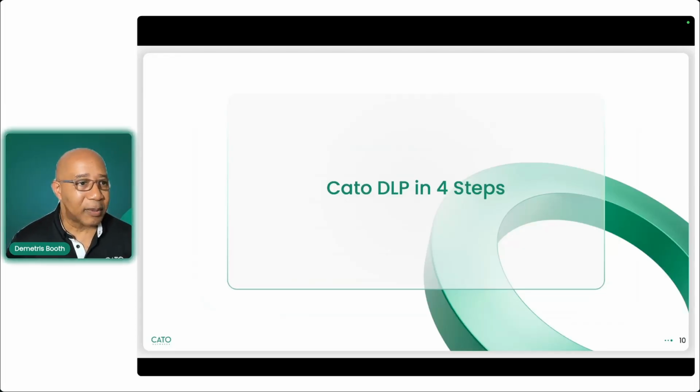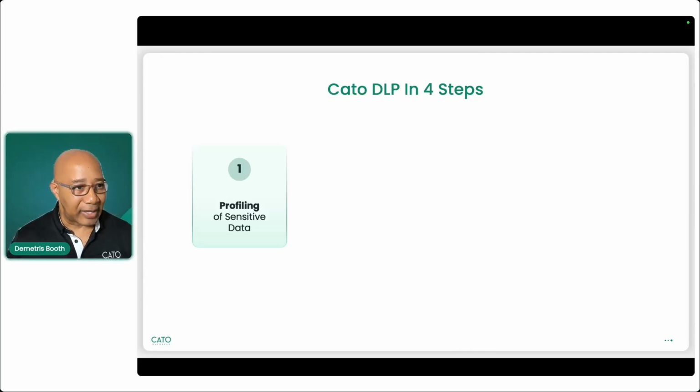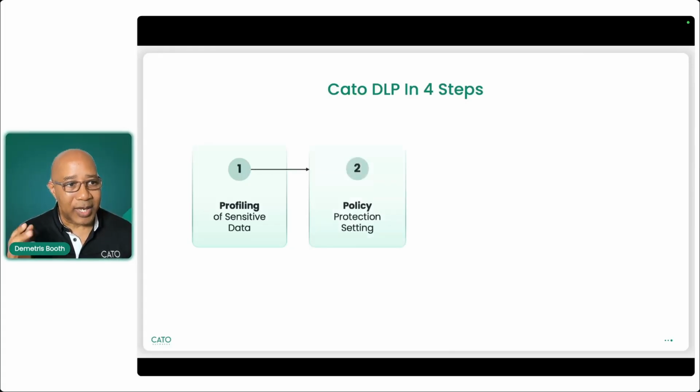So let's talk a little bit about Cato and how it actually goes about protecting sensitive data resources. So Cato operates in four, quite frankly, straightforward and easy steps. First, we begin by profiling sensitive data. This is the act of creating profiles, understanding the data, and understanding where it lives and how we can protect it. Next, we actually want to set the policies that are going to allow us to implement the data loss protection strategy for your sensitive data.